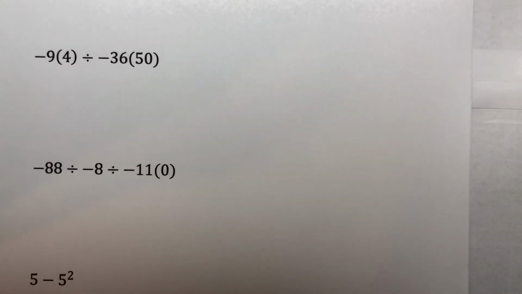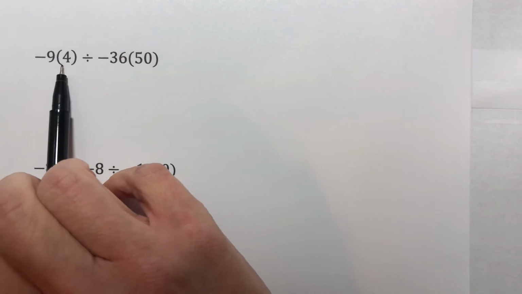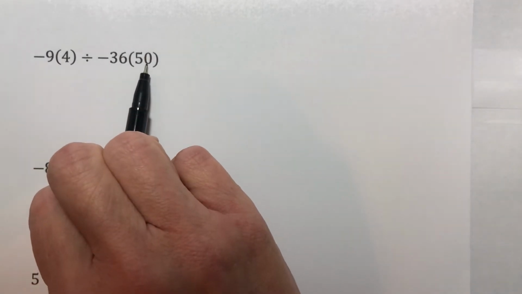This is Signed Number Review, Part 6. We're talking about order of operations. So let's look at negative 9 times 4 divided by negative 36 times 50.